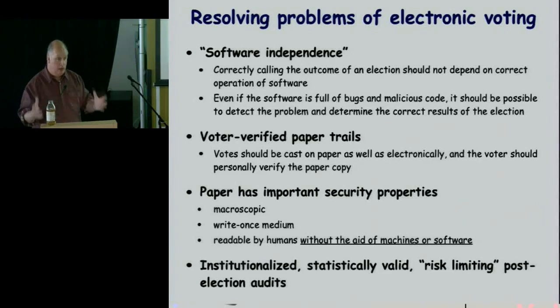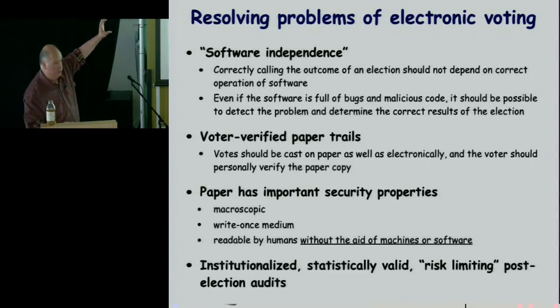Testing is not a way of demonstrating the security or correctness of any system, let alone a voting system. So you want it to be the case that even if the voting system has bugs in its software, even if it has malicious code, there is another secondary way of determining what the correct outcome of the election should be, and using that to audit the software.